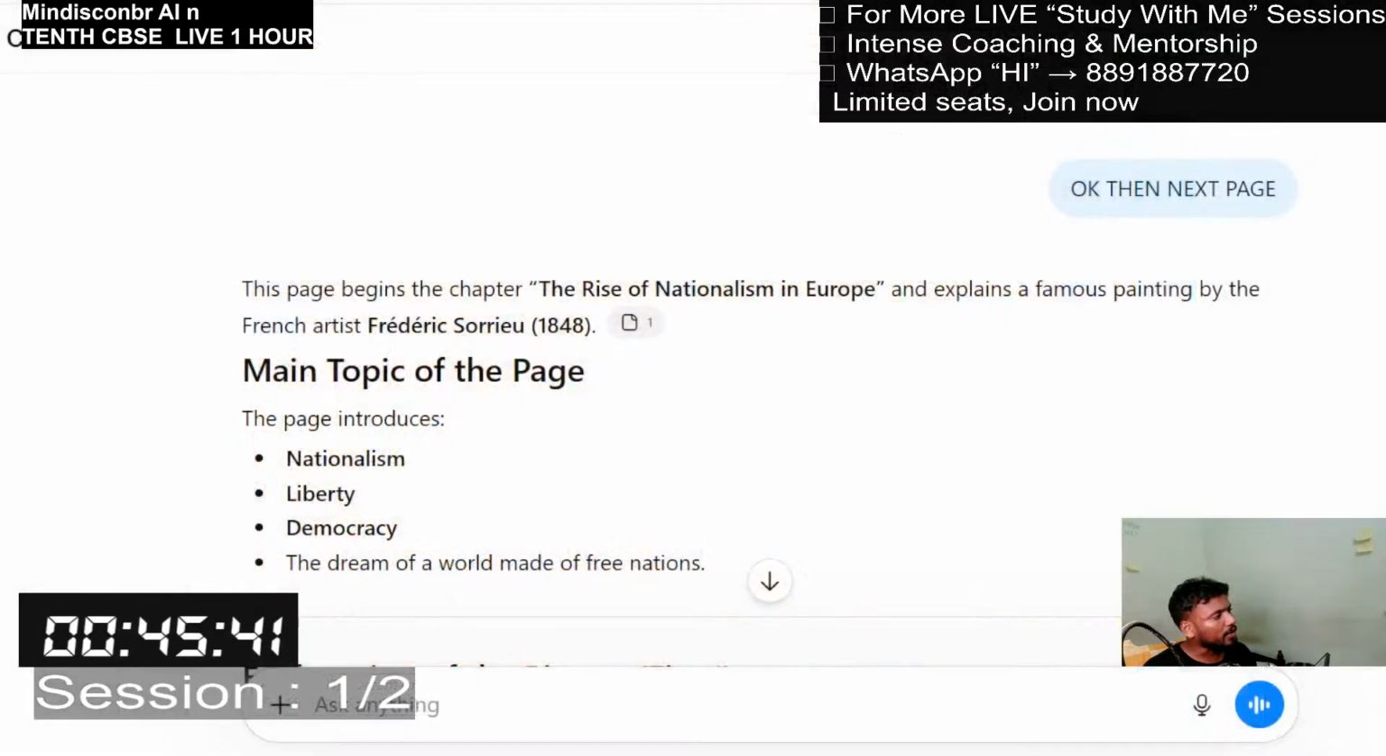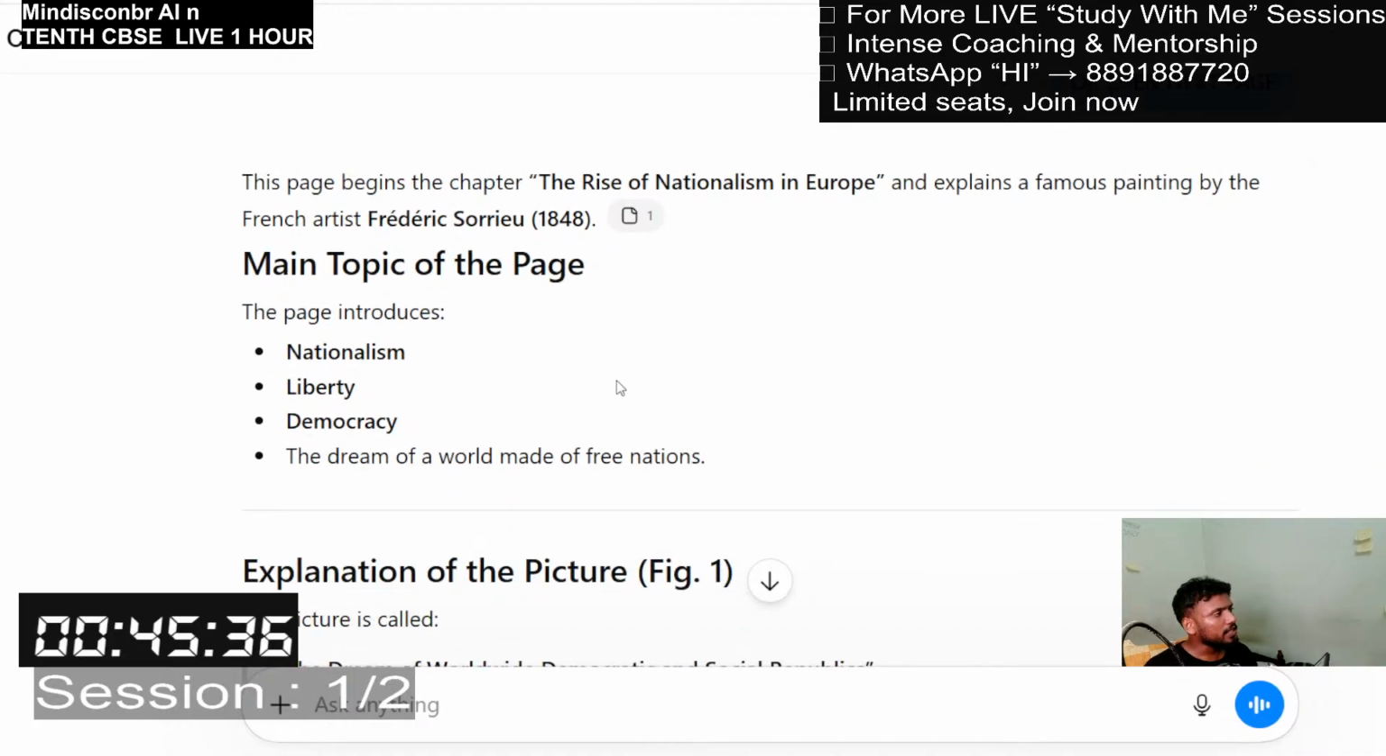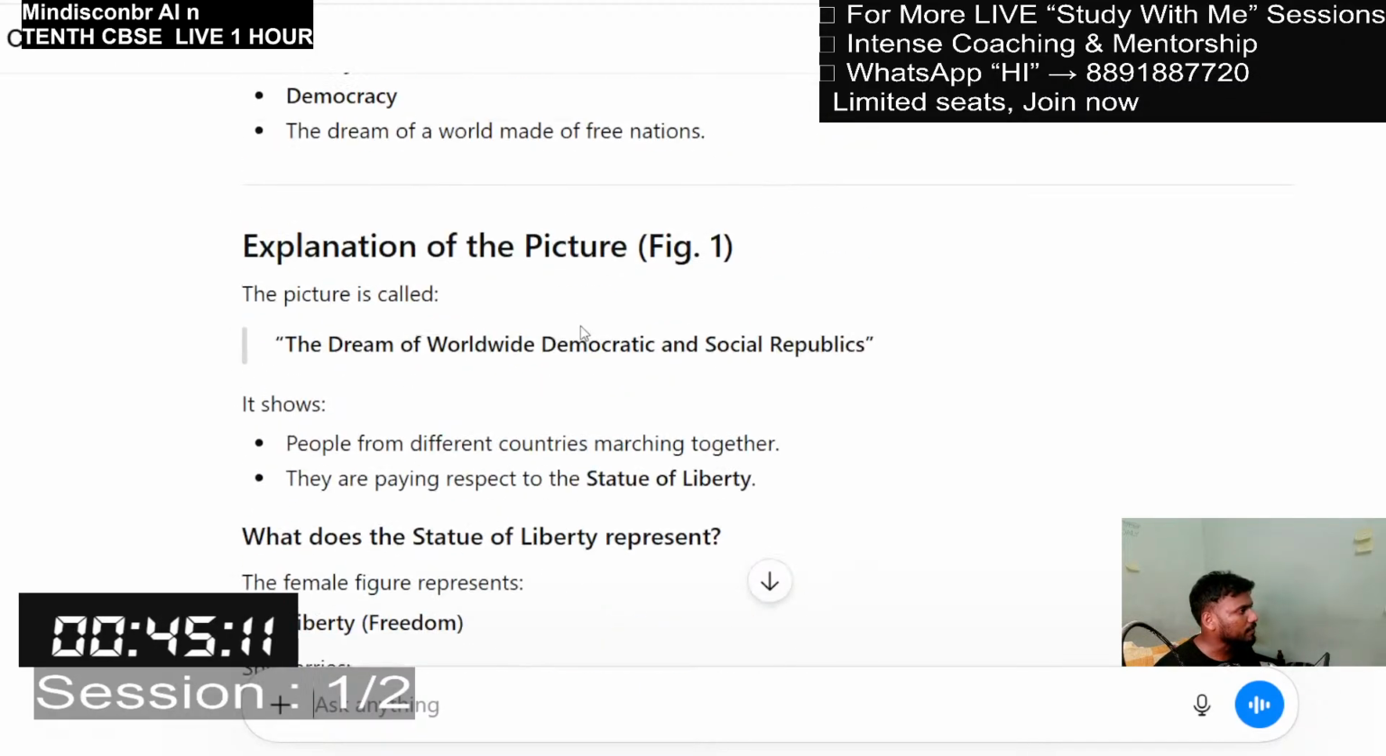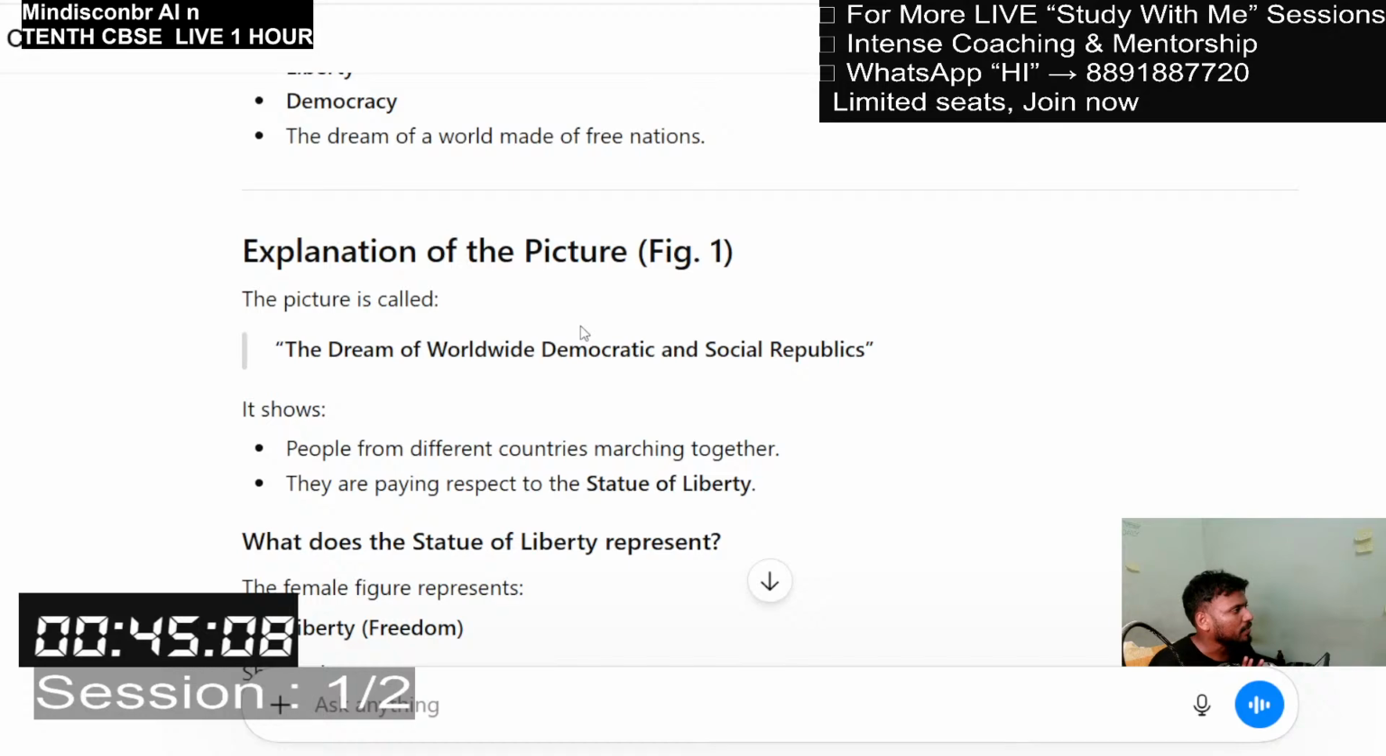We can look at the explanation of this image. This page begins the chapter The Rise of Nationalism in Europe and explains a famous painting by the French artist Frederick Sorio in 1848. The main topic of the page introduces nationalism, liberty, democracy, the dream of a world made of free nations. Explanation of the picture. This picture is called The Dream of Worldwide Democratic and Social Republics.